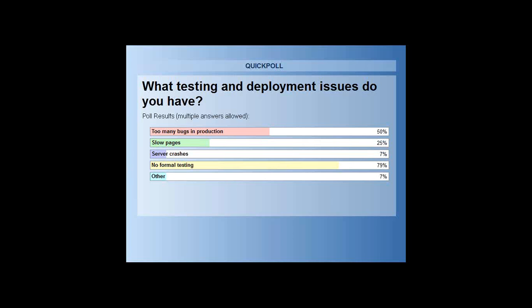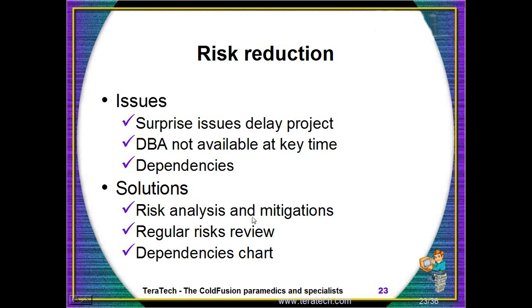So let me just throw in one other bonus issue here, which is risk reduction, which I noticed that only 5% of people say they do some kind of risk analysis. So risk analysis is looking at what things could go wrong and then coming up with a plan B or alternate mitigations that might deal with that risk. And that helps deal with having surprise issues come up that delay the project. You know, maybe the DBA isn't available at a key time, or maybe you thought you were going to get some realistic test data, but no one told the users that they had to prepare it.